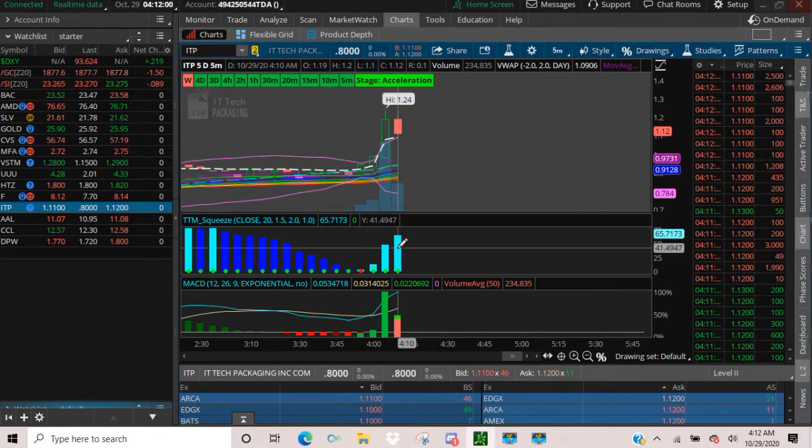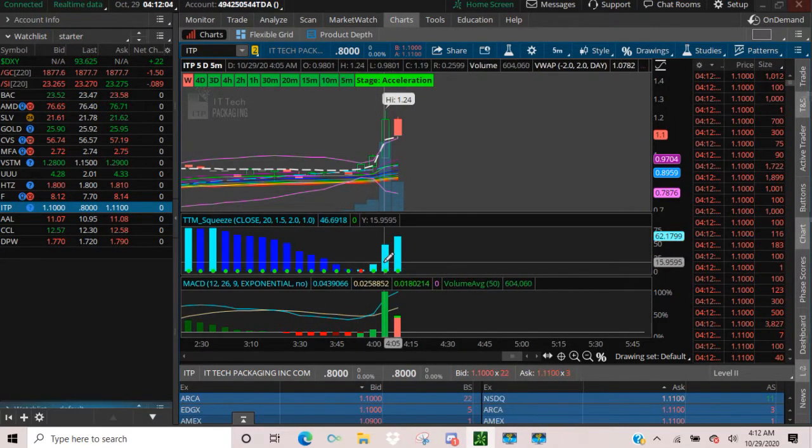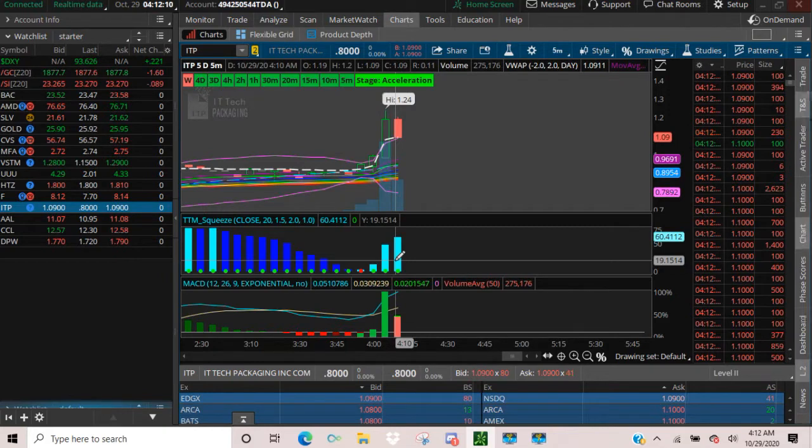You will hear me talk about this all the time. The light blue bar stair-stepping up is volume and momentum increasing in the trade. That is exactly the ingredients you need for a recipe for a runner. I cannot stress this enough. Volume and momentum make you money.